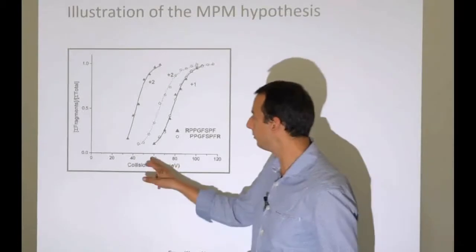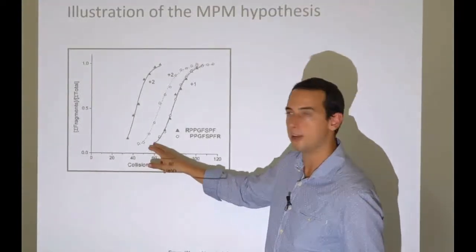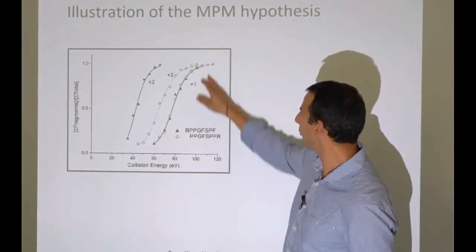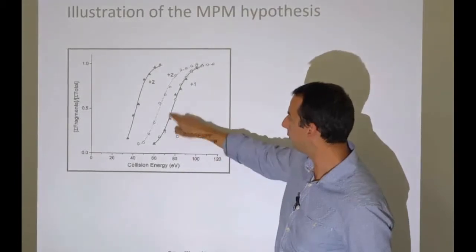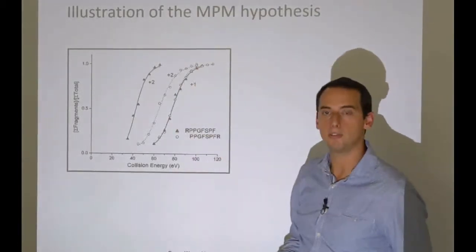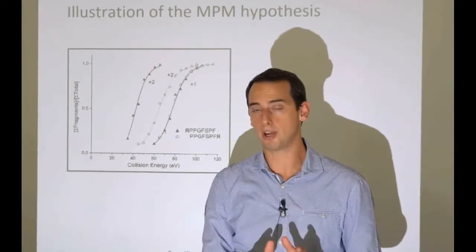And that's exactly what we see. We have to start at the collision energy of 60 electron volts before we see fragments. And then we need to go all the way up to almost 120 for both of them. So both the triangles and the circles to get 100% coverage. So that's a lot of energy. No surprises there. So far the hypothesis holds.